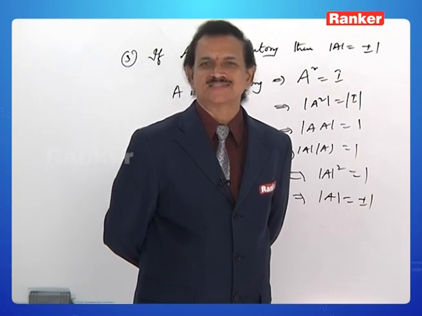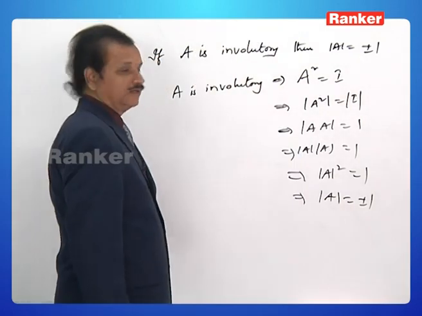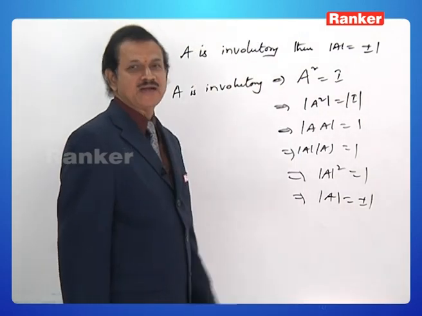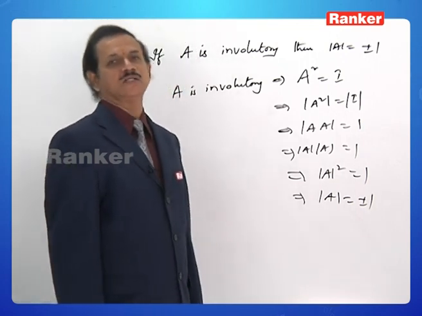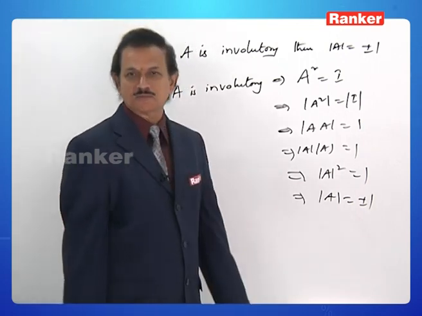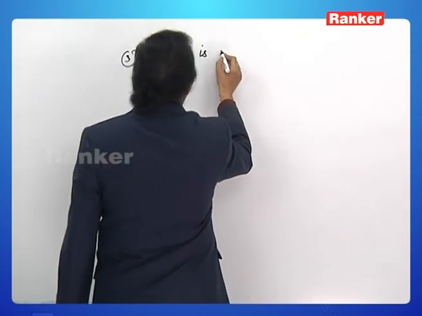Orthogonal matrices. Second case, involutory matrices. Okay. So, in the case of an involutory matrix, det A is equal to plus or minus 1. In a similar fashion, if A is an orthogonal matrix, then also det A is equal to plus or minus 1.